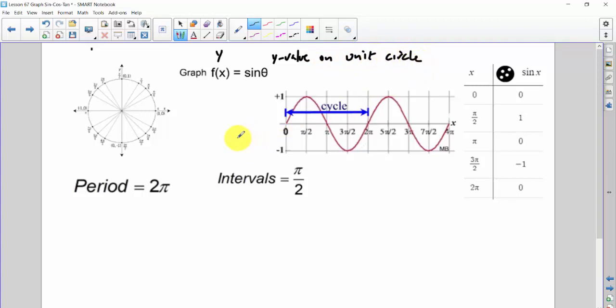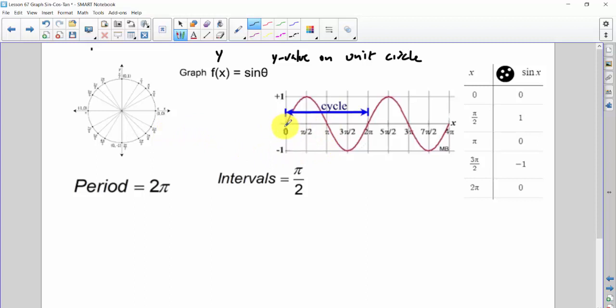So what I've done is I've laid out a little chart here, and we're going to find the easiest possible values on that unit circle. So we're going to look at pi over 2, pi, 3 pi over 2, and 2 pi. Now at 0, my y value is 0. At pi over 2, my y value is 1. At pi, my y value is 0 again. And at 3 pi over 2, my y value is negative 1.